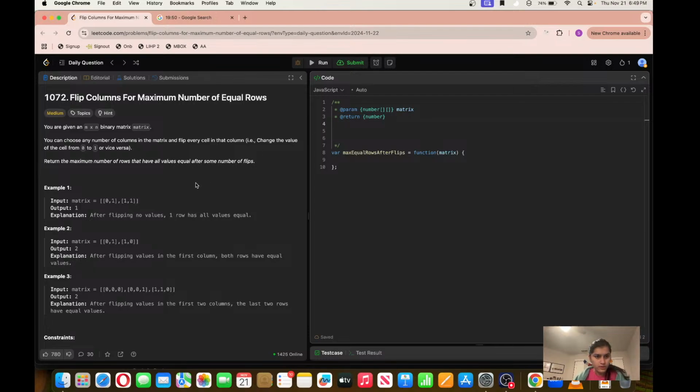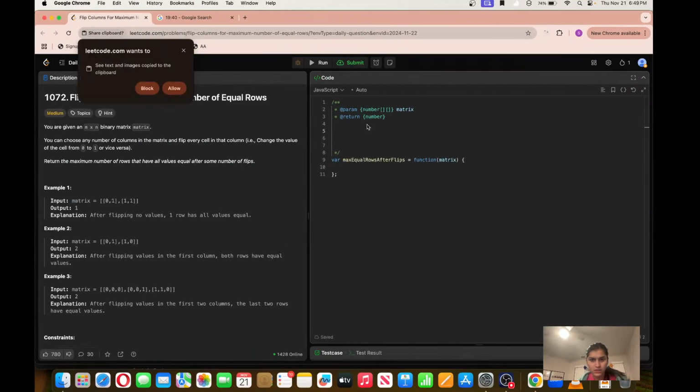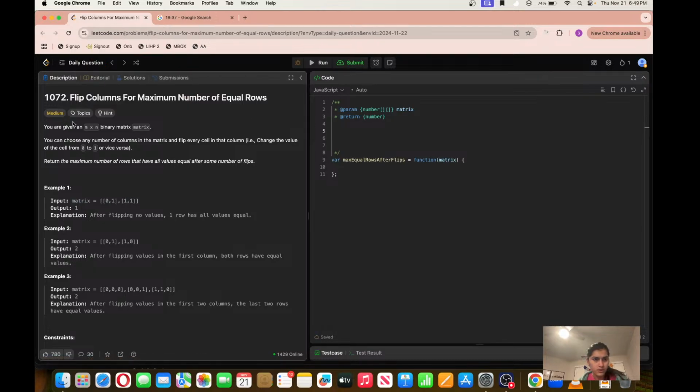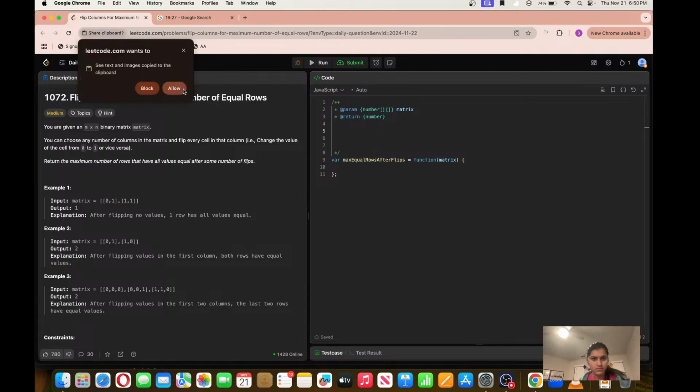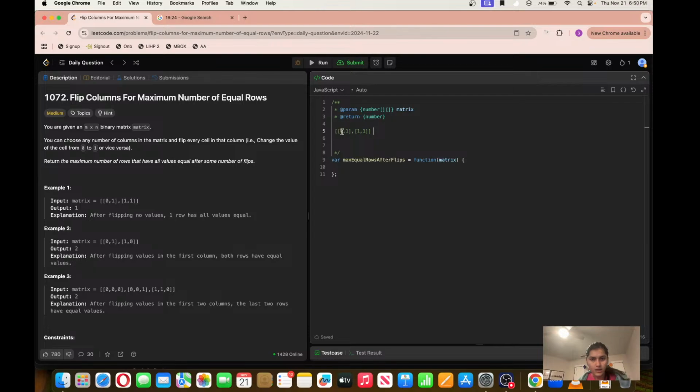So I will be given an m times n binary matrix. I'm copying this matrix and pasting it here. Okay, I'm given this matrix. Why is it called a binary matrix? Because it only contains 0 and 1.